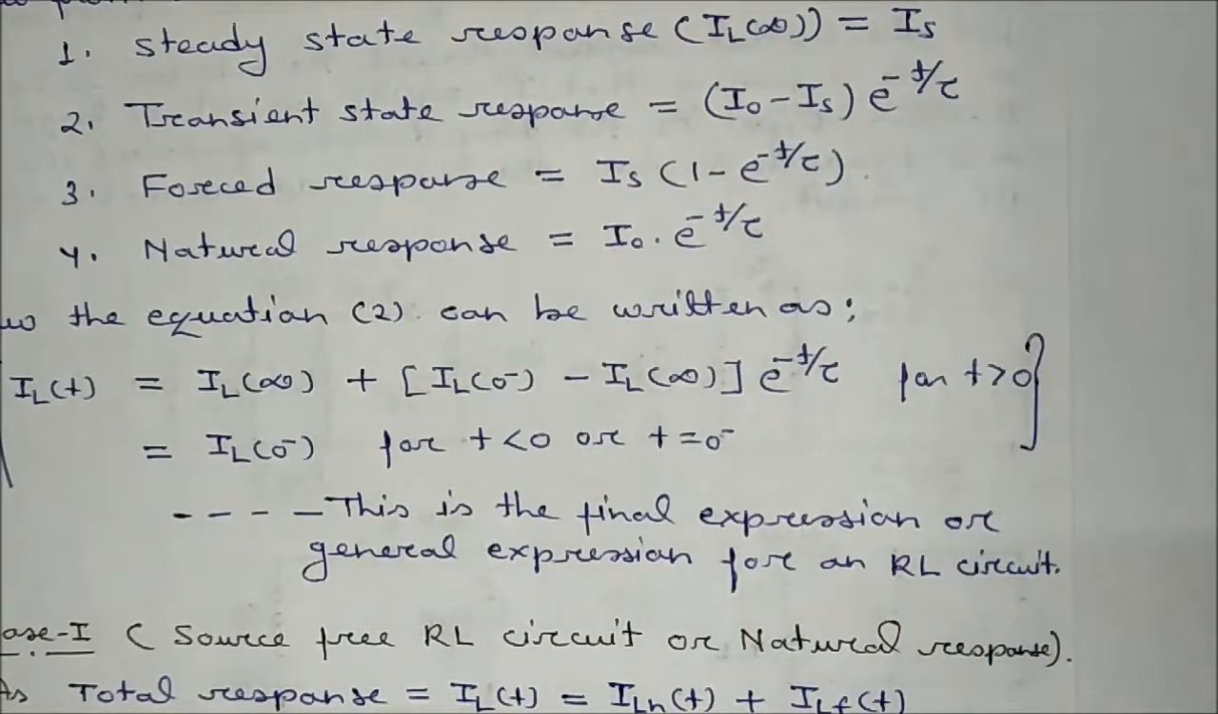Now if someone is asking about forced response, so already explained that forced response is always calculated only due to the supply, and supply is here what? Is. So in the previous expression, just put I naught is equal to 0, whatever the value you will get, that is known as what?